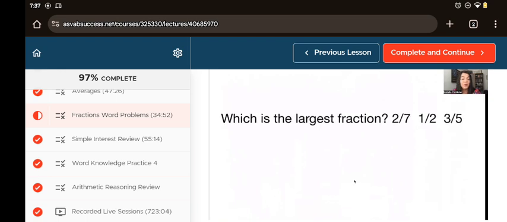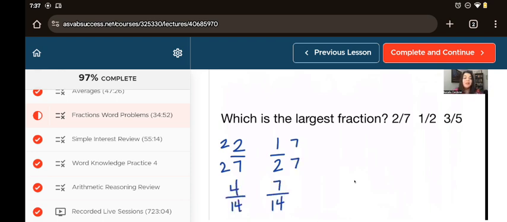Another very common question on the PiCAT or the ASVAB is asking for the largest or the smallest fraction. Here, this question is asking which is the largest fraction. We have 2/7, 1/2, and 3/5. What we want to do is compare them to each other, almost like a tournament. We multiply by the denominator of each: 2, 2, 7, 7. This gives us 4 over 14 and 7 over 14. Now that they have the same denominator, we can see which fraction is actually bigger.